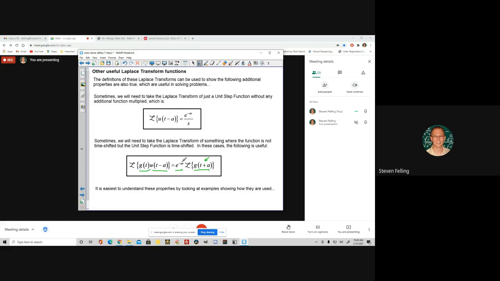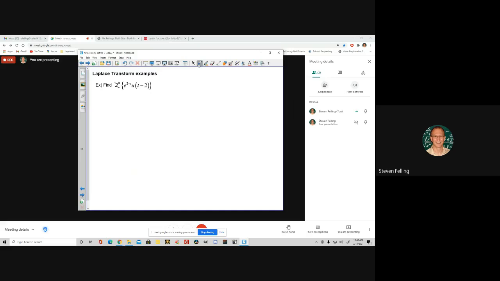Okay. Easiest to see all these things in context by looking at examples. So we'll look at a number of increasing complexity examples here. The first one is, let's say we just want to find the Laplace transform of e to the 2 minus t times the unit step function t minus 2. So first I might write that as e to the negative (t minus 2), so that I can see that, in fact, this shift and this shift are the same.